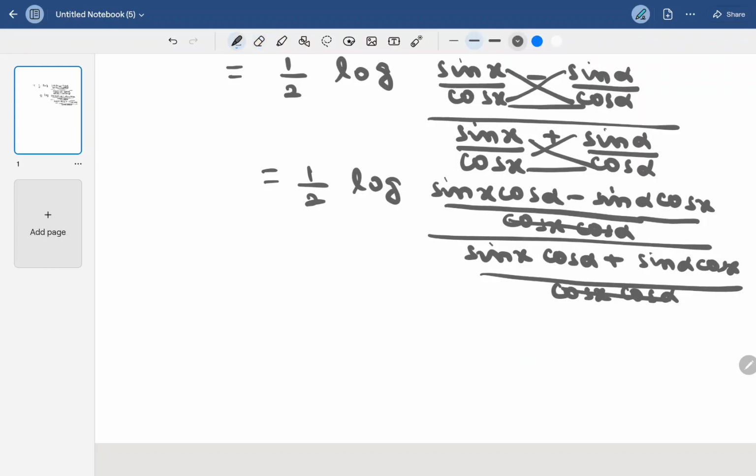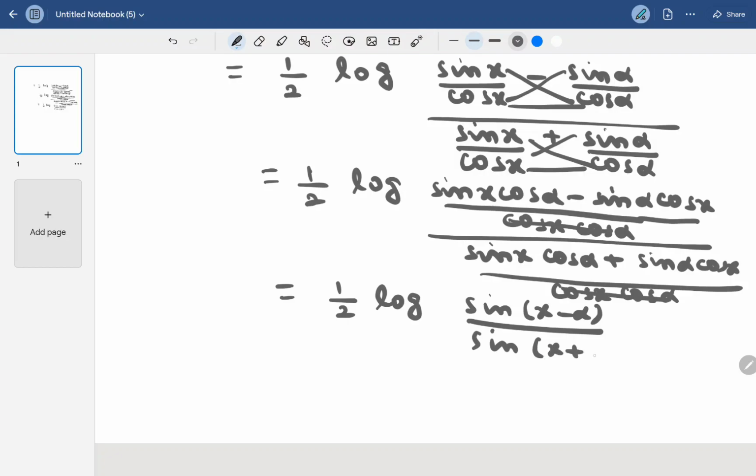See the numerator. It is of the form sin a cos b minus cos a sin b. Denominator sin a cos b plus cos a sin b. Therefore, half log of sin x cos alpha minus sin alpha cos x can be written as sin of x minus alpha in the numerator, and denominator sin of x plus alpha. This is the final answer for this problem. Repeated Madras University question.